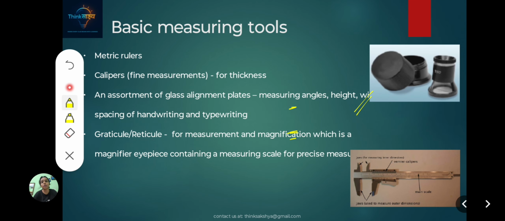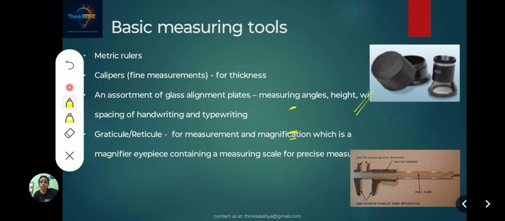An assortment of glass alignment plates helps in measuring angles, height, or width of the paper or the letters or anything which is present on a document. It is a glass slab which has grids or markings on it, on which we place a paper and we analyze its height, width, the angles, various things.